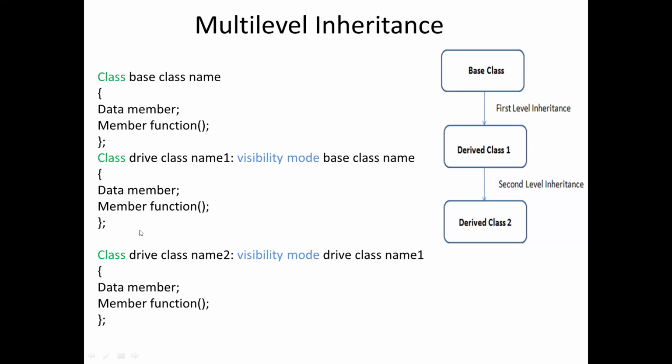And from that derived class, we have created another derived class called derived class 2, in which we inherit the properties of derived class name 1 by using colon, visibility mode and derived class name 1. Again, we open the class, put data member and member function, and terminate the class. When we terminate the class, we must always remember to use a semicolon. This is the rule in the C++ programming language. So this is how we do multi-level inheritance.